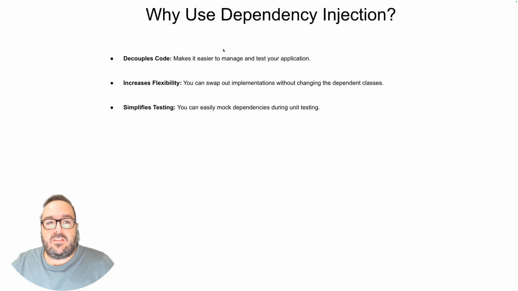Why do you use dependency injection? Dependency injection helps us to decouple our code, so it makes it easier to manage and test our application. Increases flexibility. You can swap out implementations without changing the dependent classes. And it simplifies the testing. So when you write some tests, it's much easier for you to mock dependencies during unit tests or integration tests. Let me show you a design that might help you understand easier the concept of dependency injection.